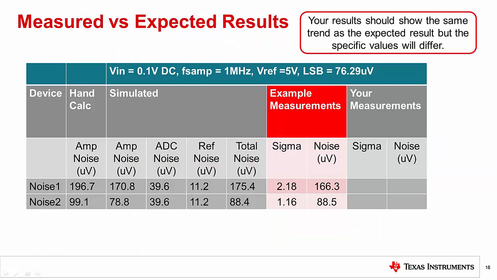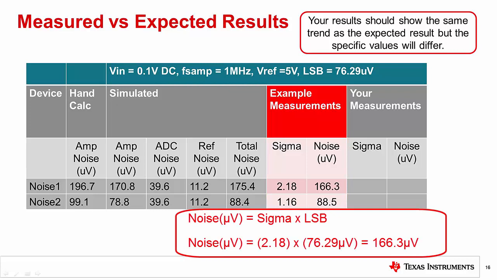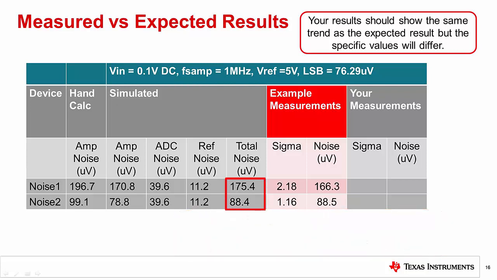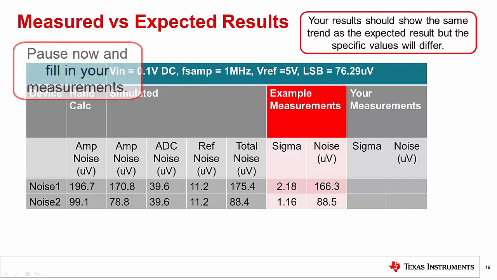This table summarizes the calculated, simulated, and measured results for this experiment. Your measured results should be close to the example measurements, but you may see some differences. Remember, to translate sigma to an RMS noise voltage, you multiply by the LSB bit width. Comparing the simulated noise to the example measurements shows that the two numbers compare very well. Remember, there are many factors that impact noise, so you should not expect the results to match exactly. Pause now and fill in your measurements.